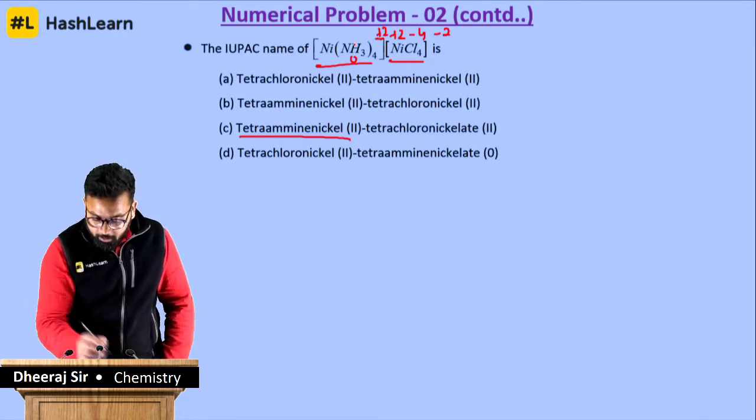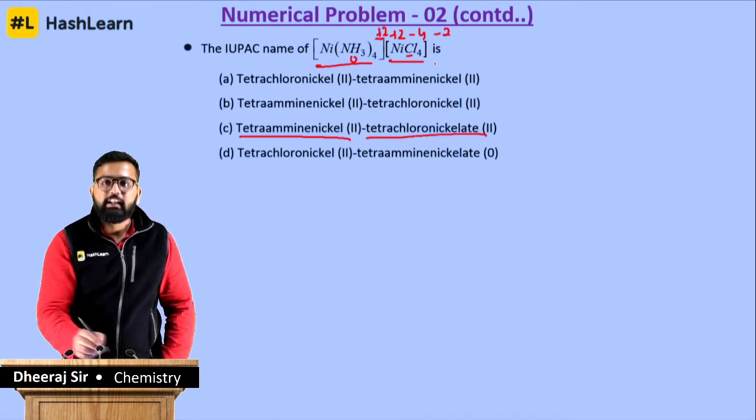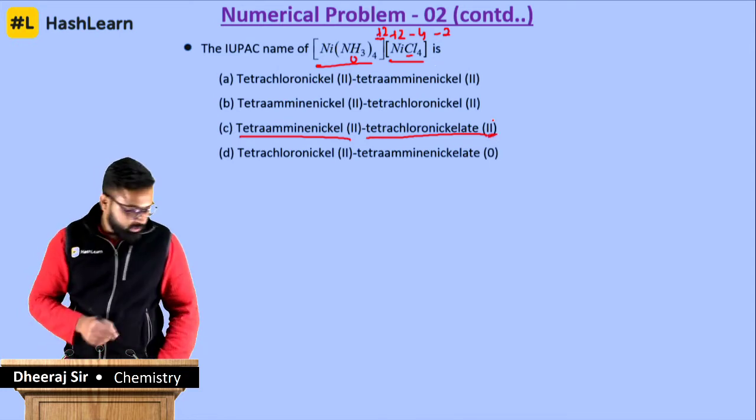That's the oxidation number 2, and tetrachloro, or chlorido in some cases, tetrachloronickelate, because it's an anionic coordination sphere with oxidation number 2. It is option C.